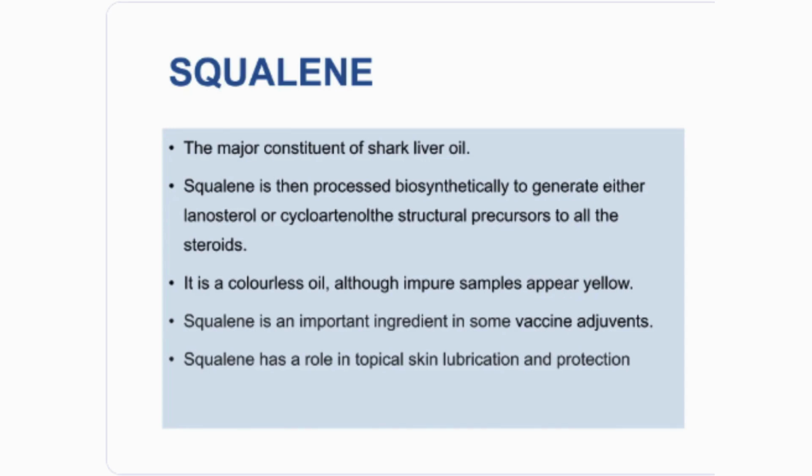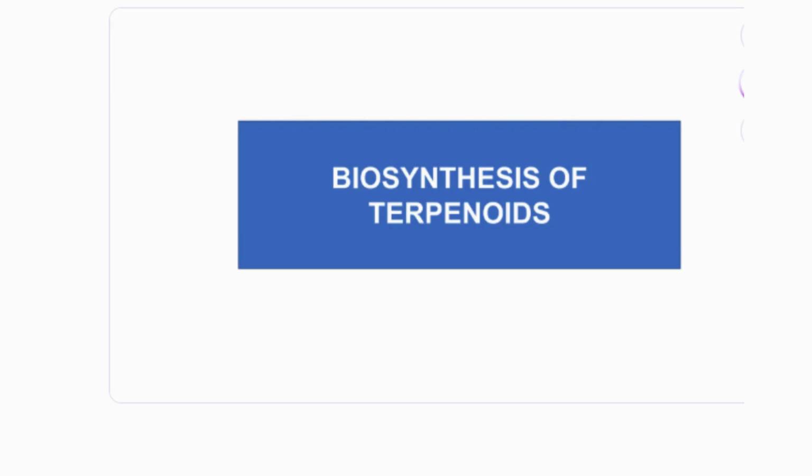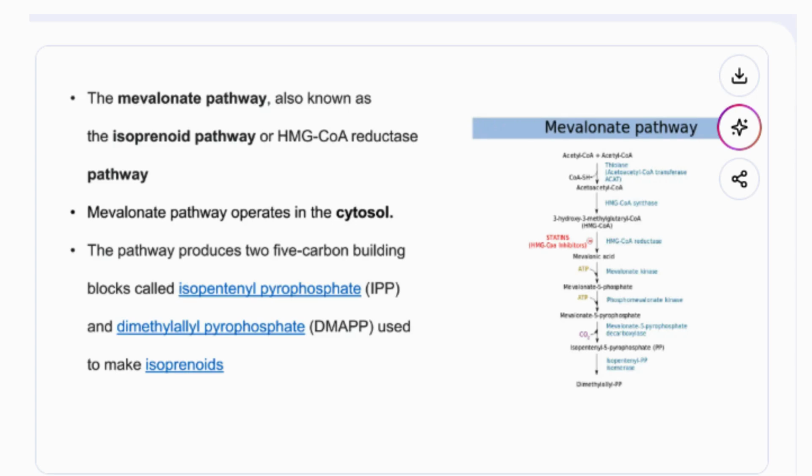Squalene is then processed biosynthetically to generate either the lanosterol or the cycloartenol structure, precursors to all the steroids. It is a colorless oil, although impure samples appear yellow. Squalene is an important ingredient in some vaccine adjuvants, and squalene has a role in topical skin lubrication and protection. So this is the general biosynthesis of terpenoids, how they are synthesized in general terms.